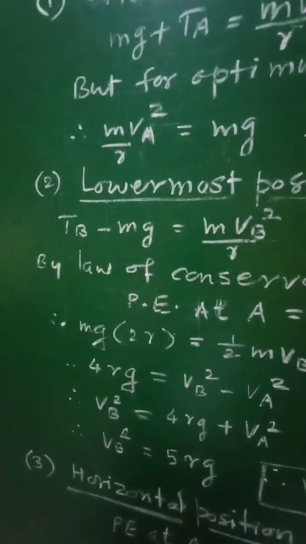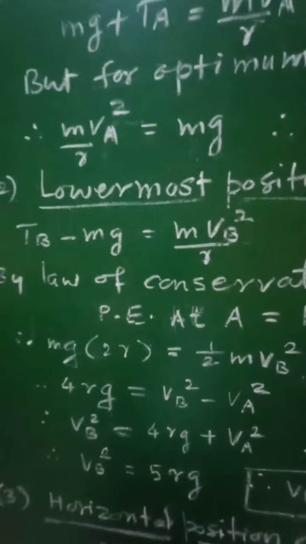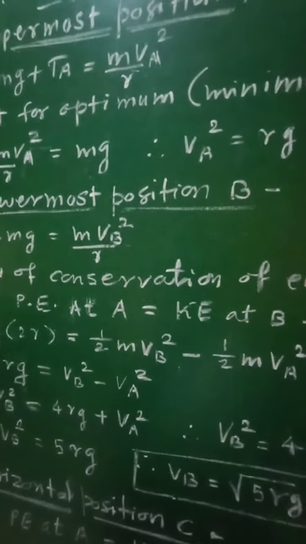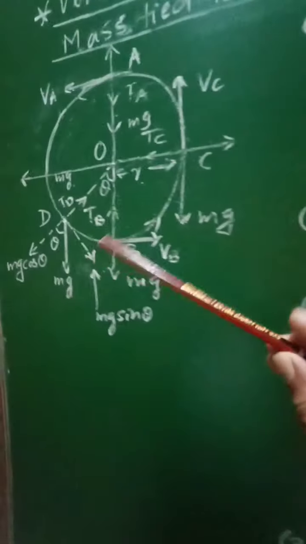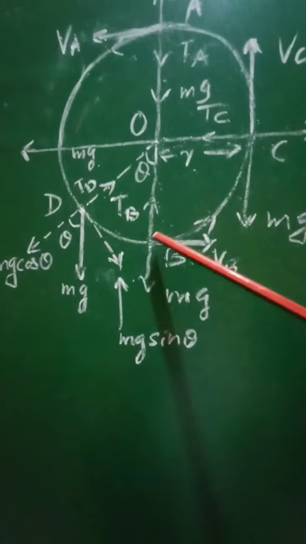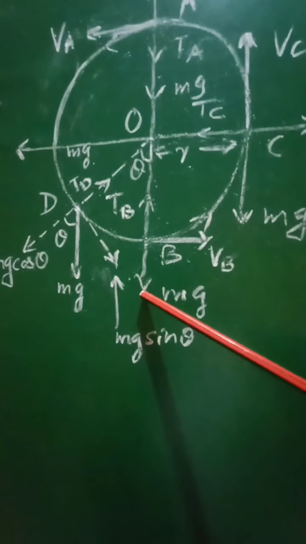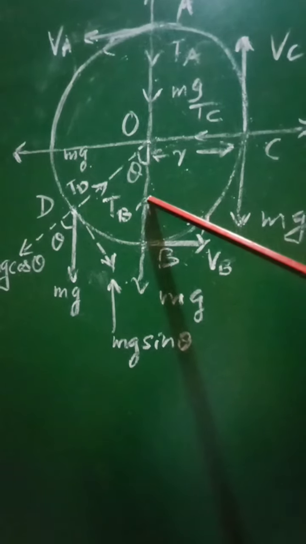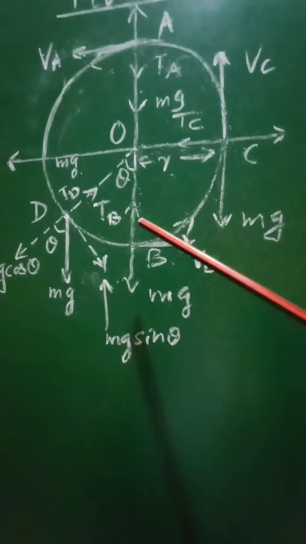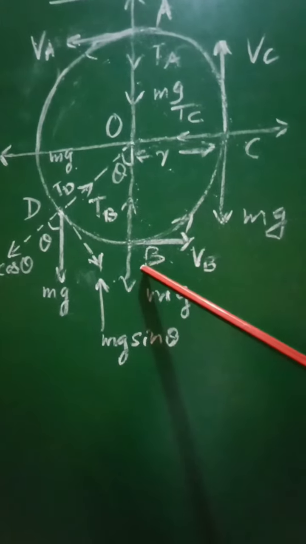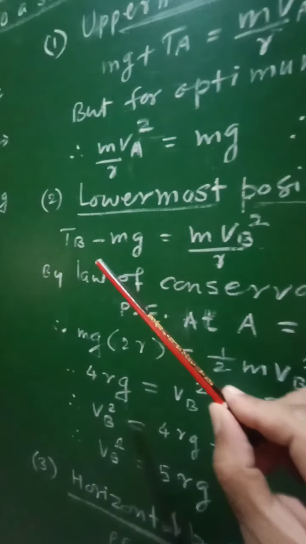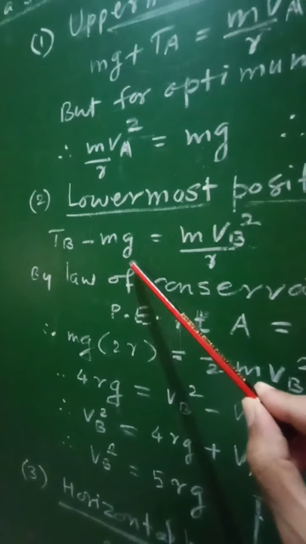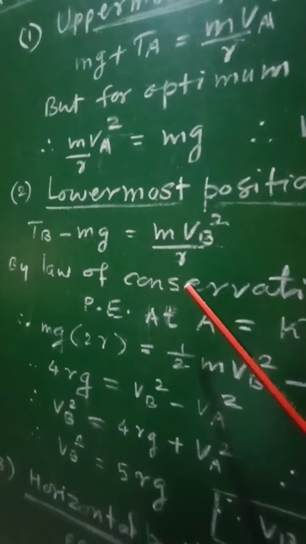Now consider the second position, that is the lowermost position or bottommost position B. So when that particle or the bob is at position B, mg is directed in the downward direction and TB is directed in the upward direction. Therefore, the difference between these two will provide the centripetal force, and hence we can write for lowermost position B, TB minus mg will be equal to m VB square upon r.